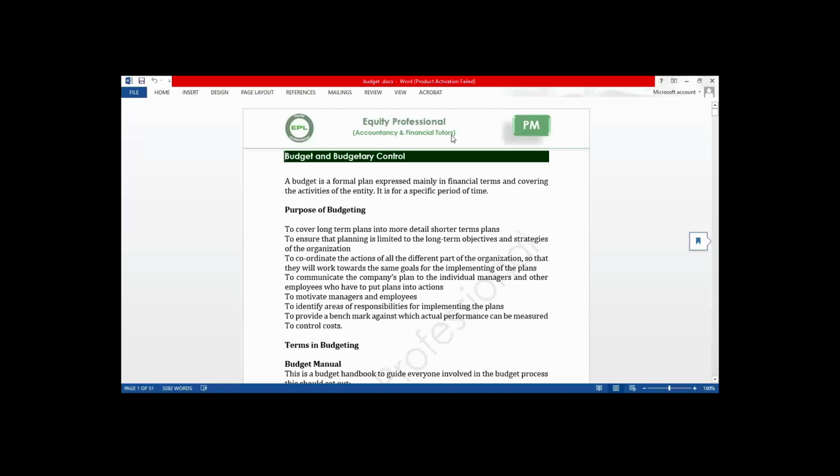in our discussion tonight, we shall be looking at what is budget, what is the purpose of budgeting, why do companies go into budgeting, why is budgeting necessary for companies. Also, we discuss budget preparation and other related issues.